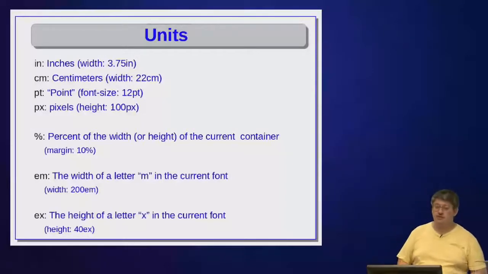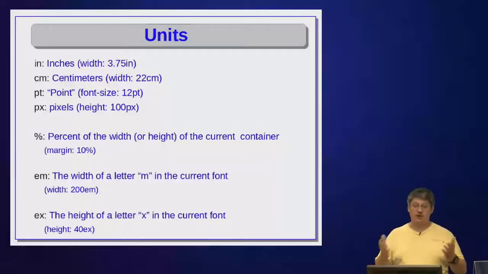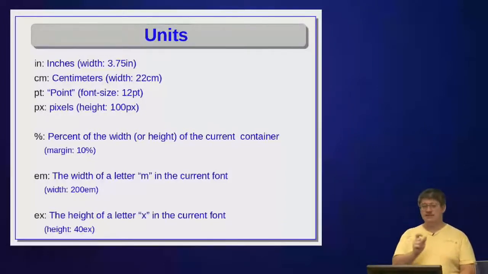Another unit of measurement is the M. An M is the width of a letter M in the current font. So if I have a 12-point font, an M is going to be 1/6 of an inch. However, if I have a 24-point font, then an M would actually be 1/3 of an inch. So 1 M is the width of a letter.